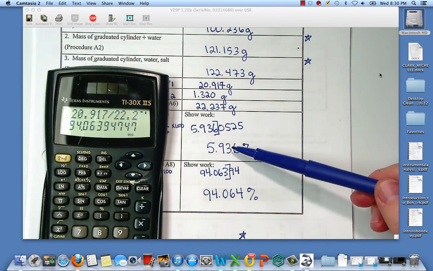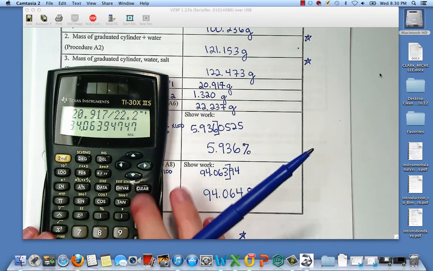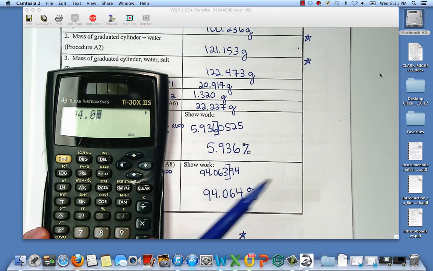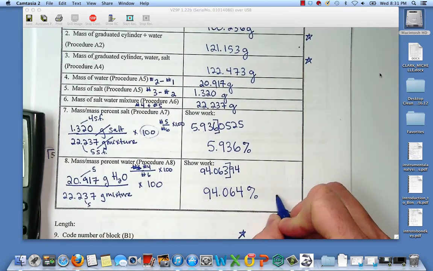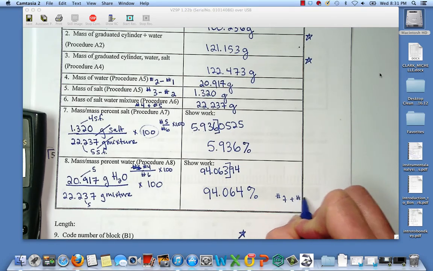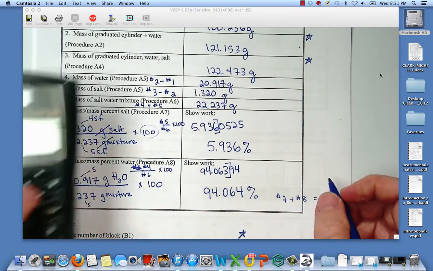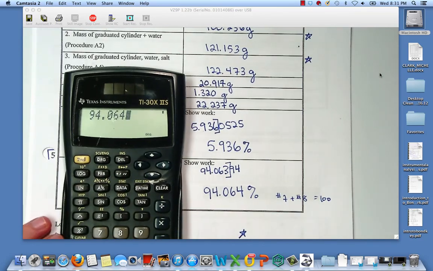Your percent that you get, 94.064, and number 8. So number 7 plus number 8 should add up to 100. Just a way to double check. You don't have to worry about sig figs or anything here, but just to make sure you're on the right track with the calculations. See how when I add these two numbers together, I get 100. Because you're doing the mass of salt and then the mass of water in this mixture. Questions about anything?